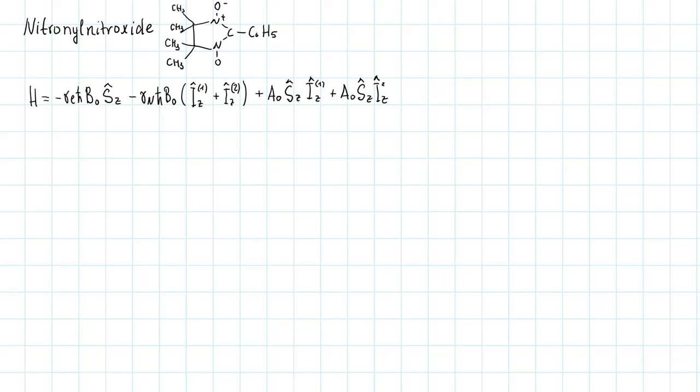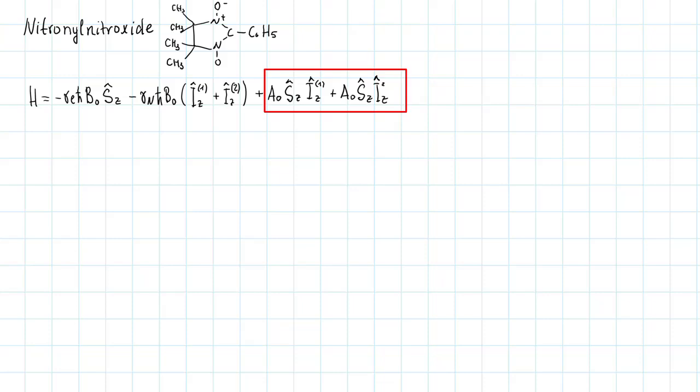This Hamiltonian has a term corresponding to the electron spin Zeeman interaction expressed via the spin operator S_z. It has a term corresponding to the nitrogen nuclear spin Zeeman interaction with the external magnetic field B0 expressed via the nuclear spin projection operators I1z and I2z, and it has two terms corresponding to the hyperfine interaction of the unpaired electron spin with the first nitrogen nuclear spin and with the second nitrogen nuclear spin.